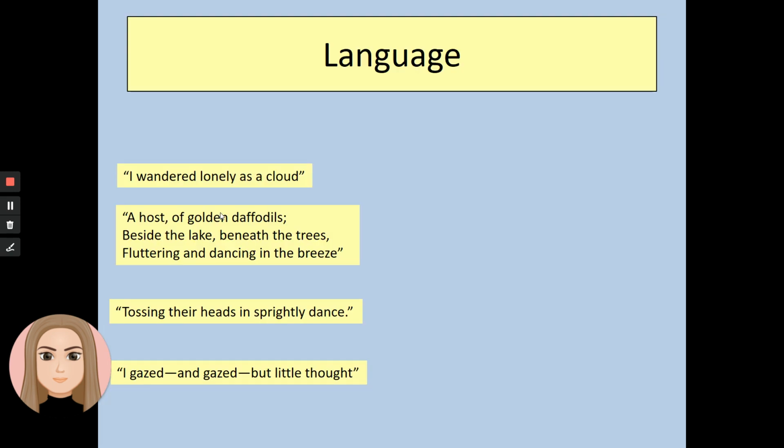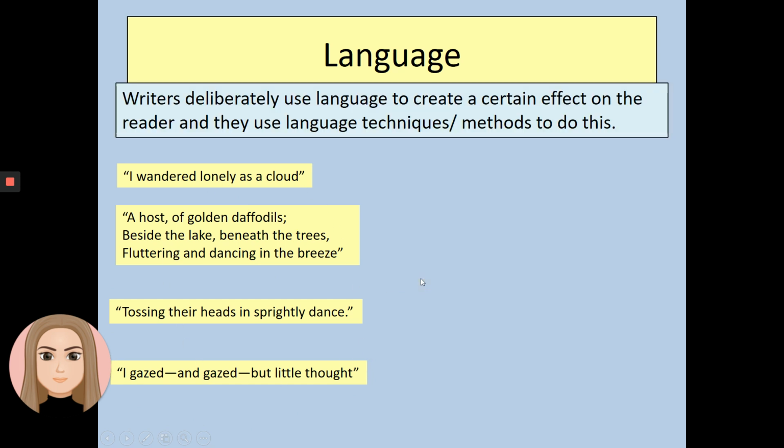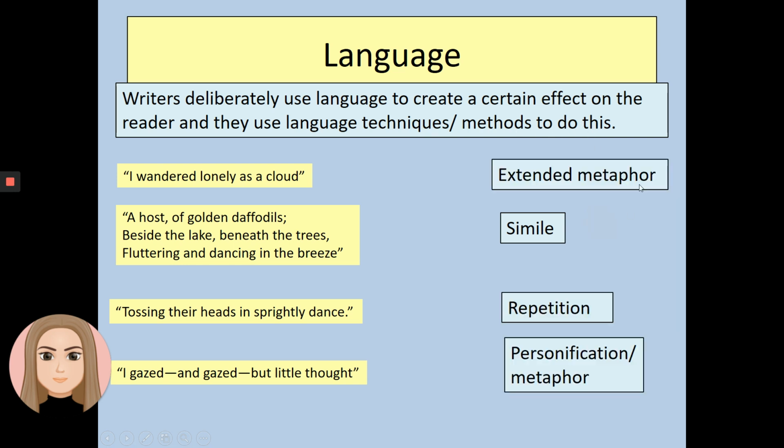Okay, so we're going to start by looking at the language that is used. On the screen here are 4 quotations from the poem. Because writers deliberately use language to create a certain effect on the reader, and they use language techniques and methods to do this. Over here are 4 language techniques. What I want you to do is have a go at matching up the quotation to the language technique.